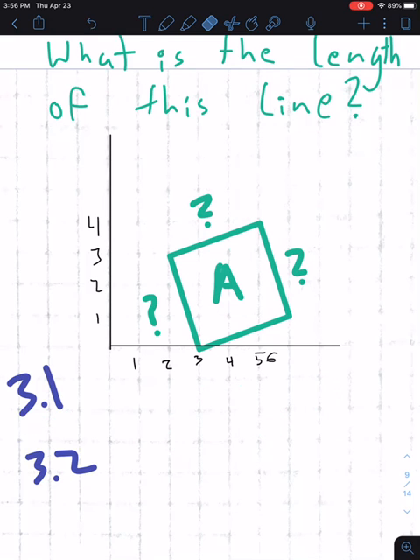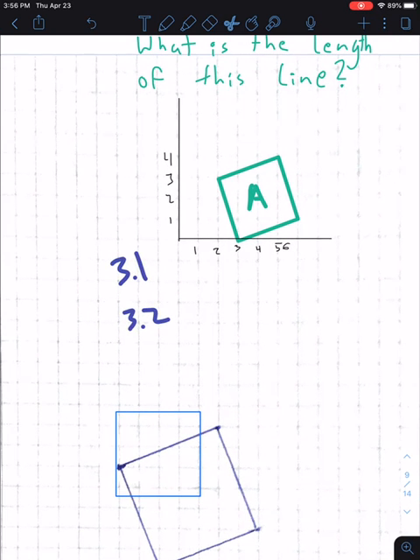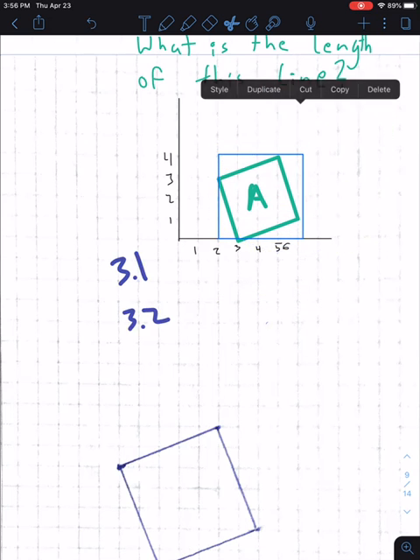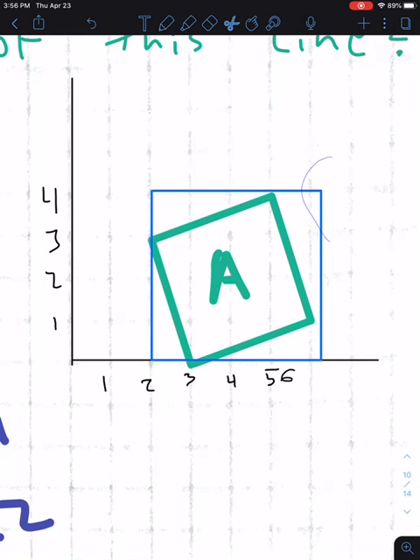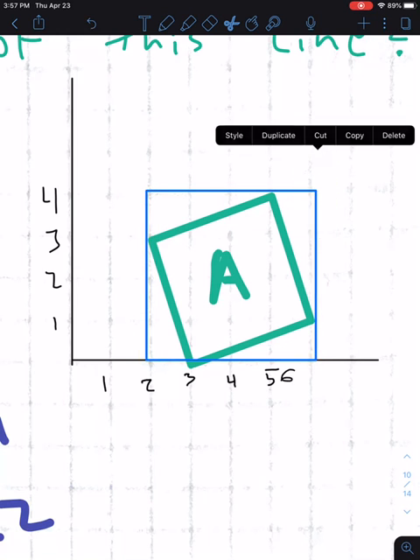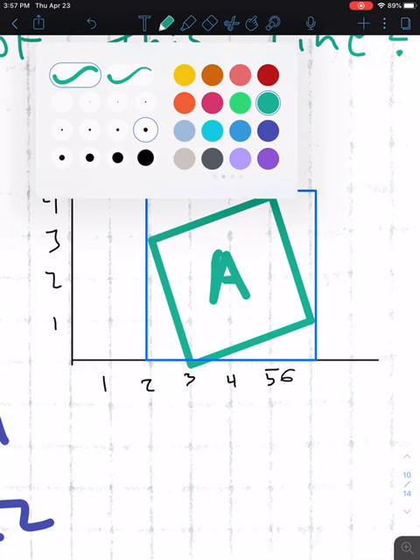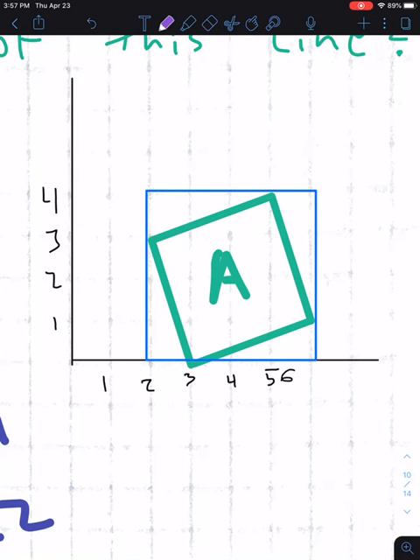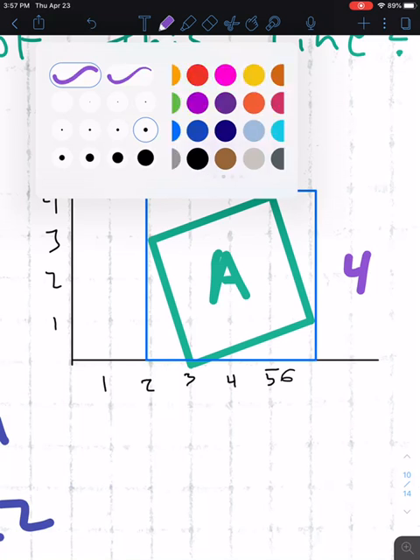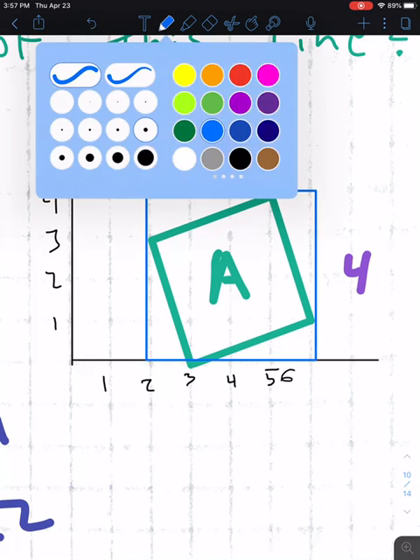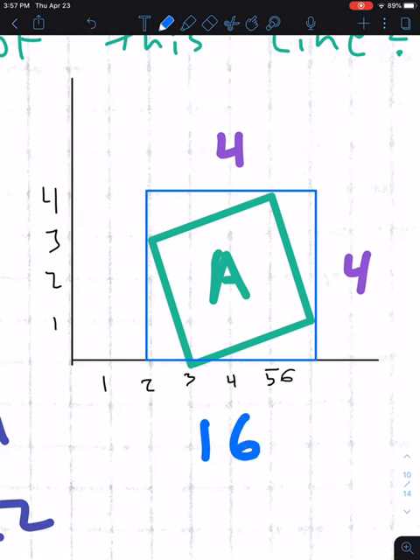Well, let's try this out. First of all, to find the area of a tilted square, we need to draw a bigger square around the tilted square. Luckily I drew one up right here. The side lengths are each 4, so the full area is 16.